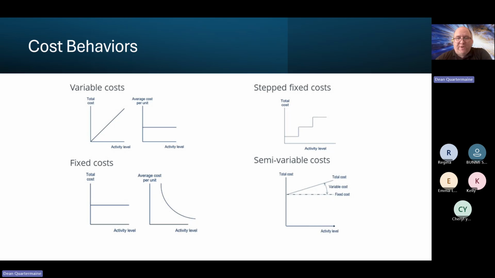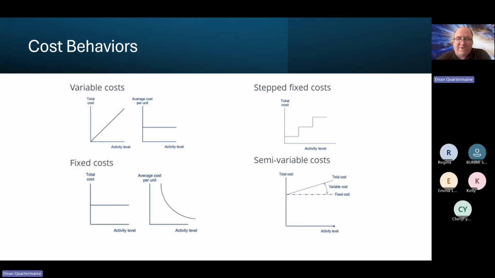Some other types of cost behaviour you can get then are these things known as stepped fixed costs. They're called stepped because they look like a pair of steps. Fixed because they are, at certain points, fixed. So what we've got here is that the total cost does generally increase as activity level increases. So as activity level increases that way, total cost is increasing that way.